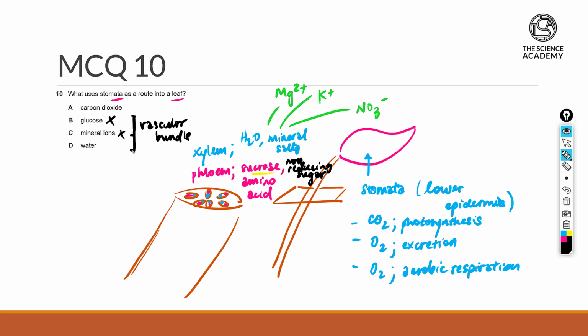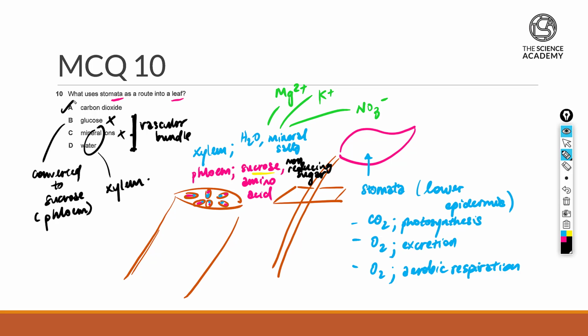to include D as well, transported by the vascular bundle. Now, glucose will be converted to sucrose and transported on the phloem itself, whereas mineral salts and water will be transported on the xylem. So the answer is going to be A. Carbon dioxide enters via the stomata, and this reaches the palisade and the spongy mesophyll layer to facilitate photosynthesis.